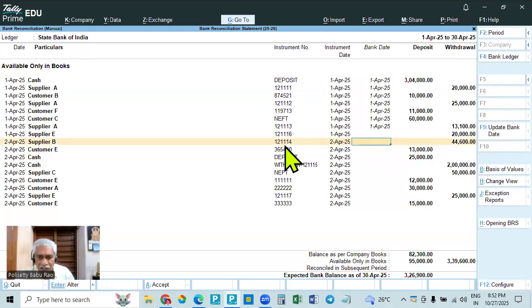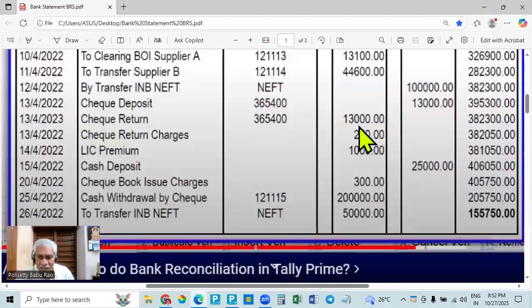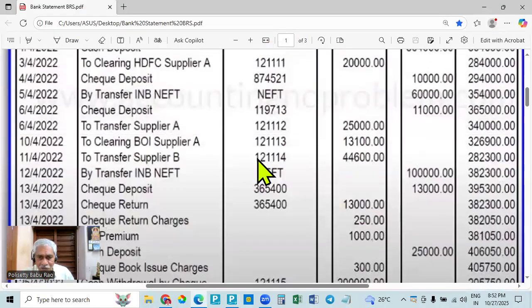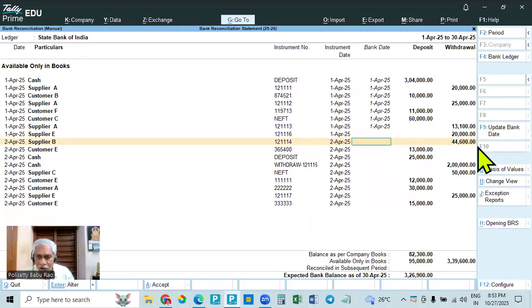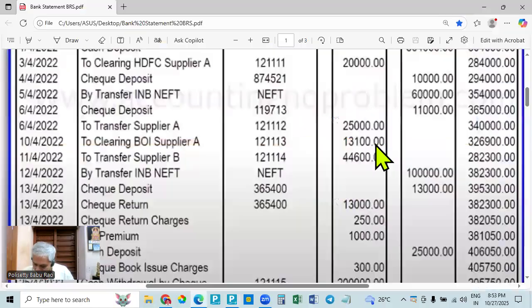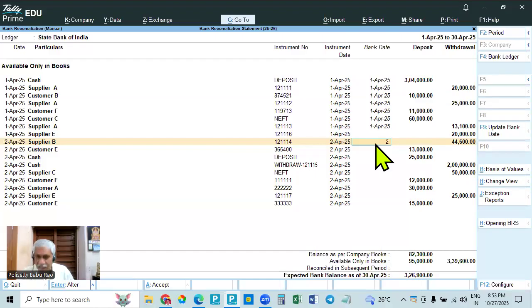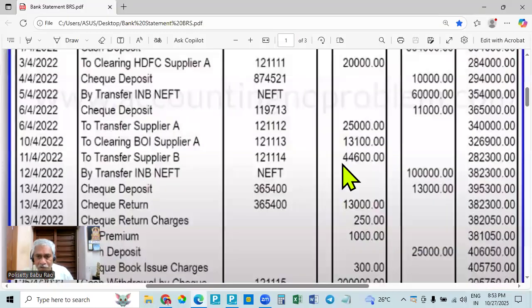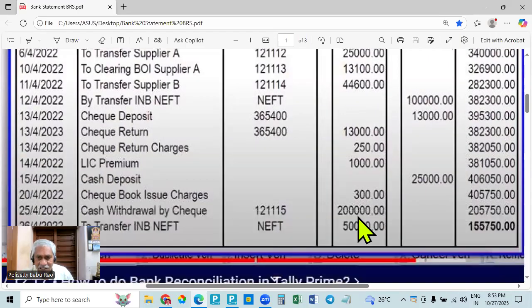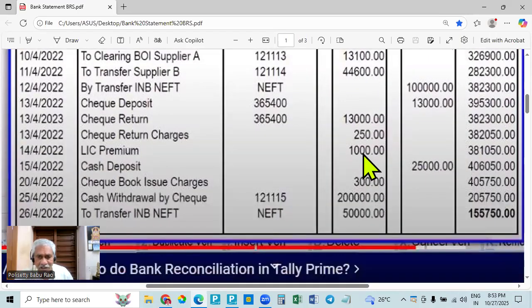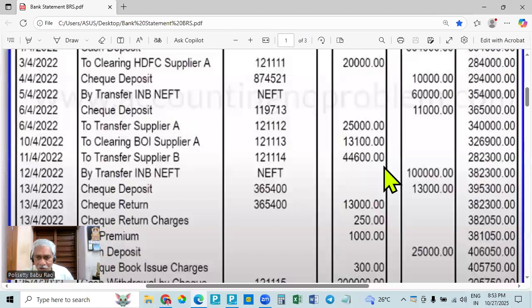Next one is 44,000 rupees. Withdrawal means we issued a check. So here 44,600. After this 30,114, check number 114, the second date, we take 2. We take also 2 for 44,600, completed. It is completed and nothing else is left incomplete here. So 24,000, this 13,000 is completed.